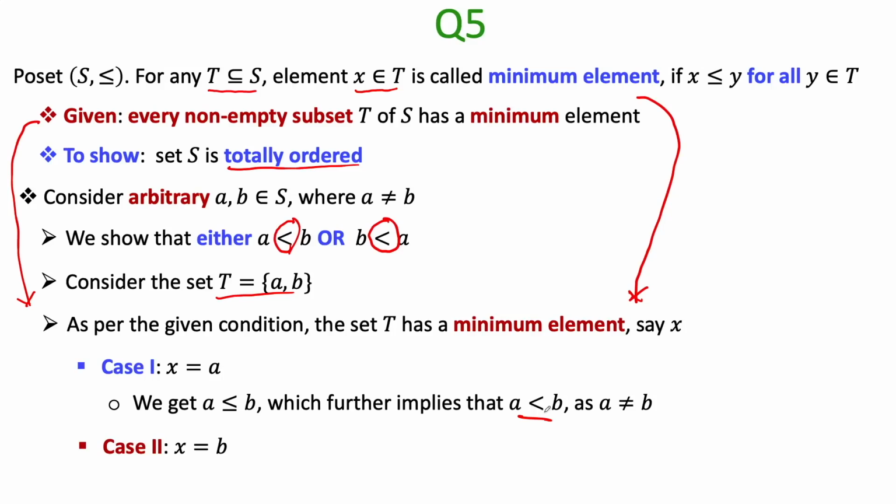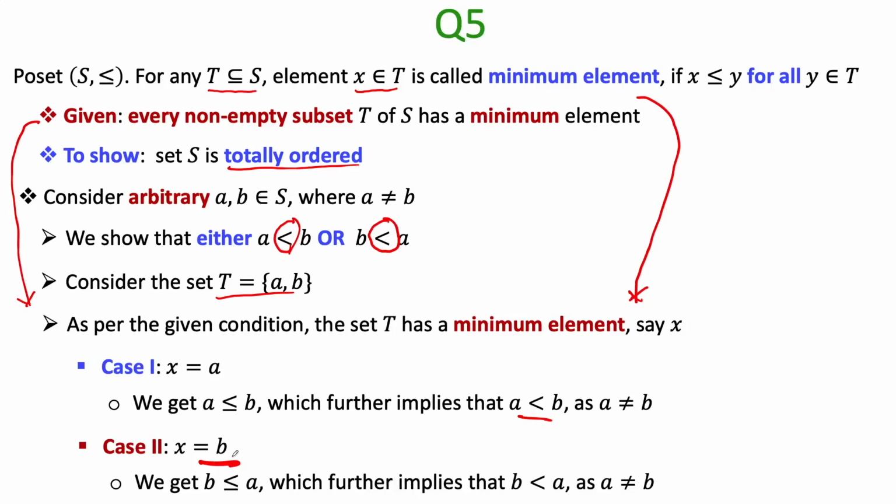Case 2, when my minimum element X is the element B. In this case, again, since A and B are distinct and as per the definition of the minimum element, B is related to the element A and hence A and B are comparable. Okay. So with that, we finish the first part of this tutorial. Thank you.